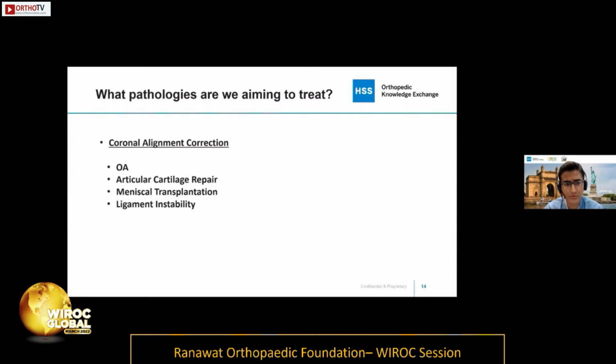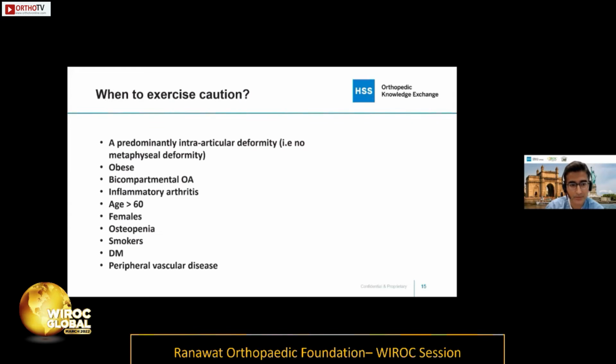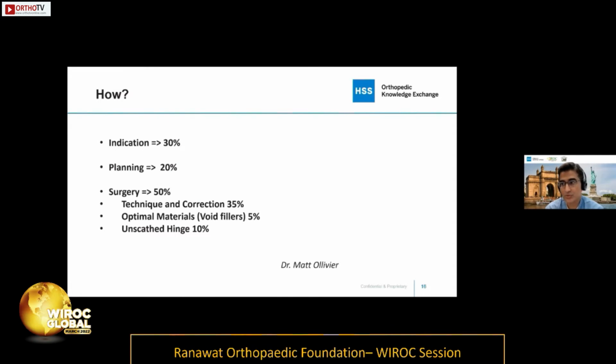So what pathologies are we aiming to treat? In coronal line correction: osteoarthritis, articular cartilage repair, meniscal transplantation, ligament instability. And what about exercising caution? Firstly, in the predominantly intra-articular deformity, i.e. no metaphyseal deformity, the obese patient, osteoarthritis in other compartments, inflammatory arthritis, my cutoff is age over 60, osteopenia, smokers, diabetics. So what about the how?